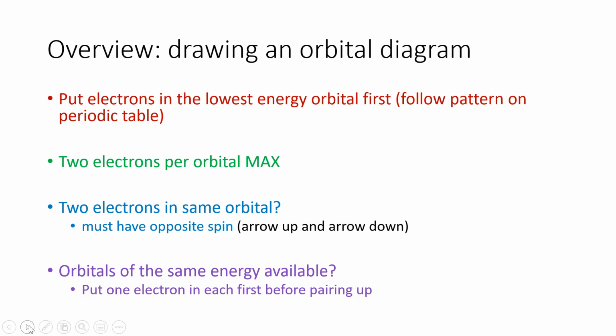Okay. So overview, draw an orbital diagram. Put electrons in the lowest energy orbital first. So follow that pattern using the periodic table. 2 electrons per orbital max. If you have 2 electrons in the same orbital, they must have opposite spin. And if you have orbitals of the same energy available, you put 1 in each first before pairing up.